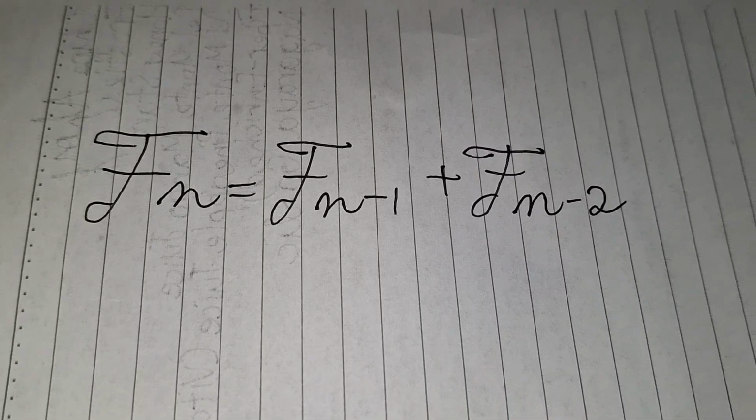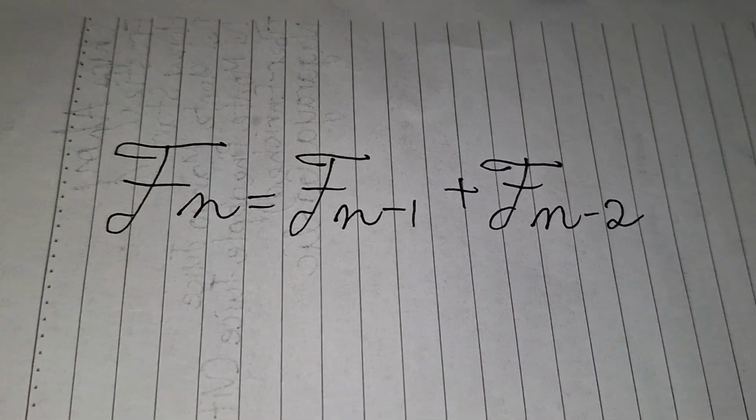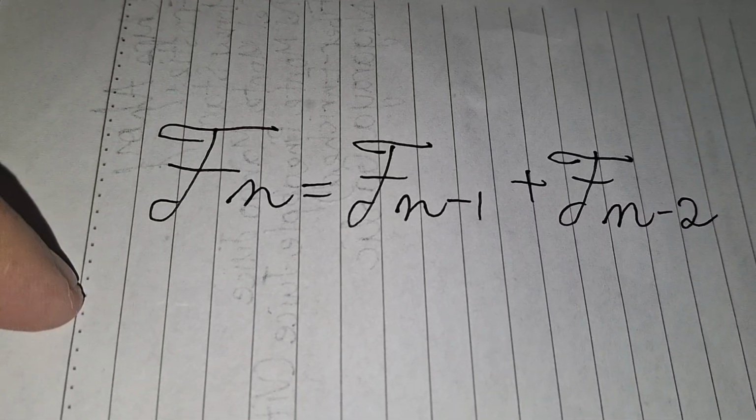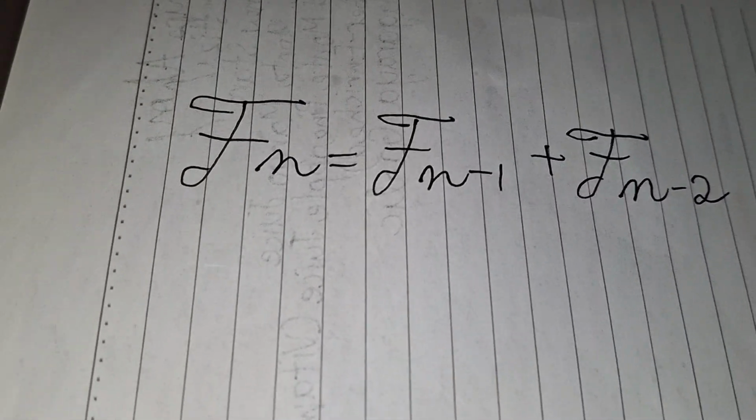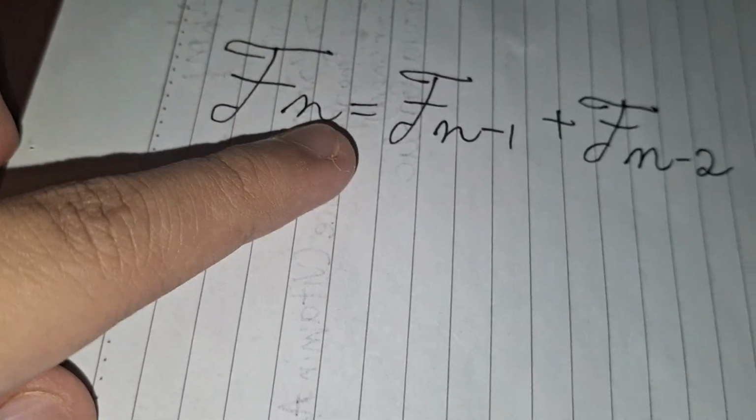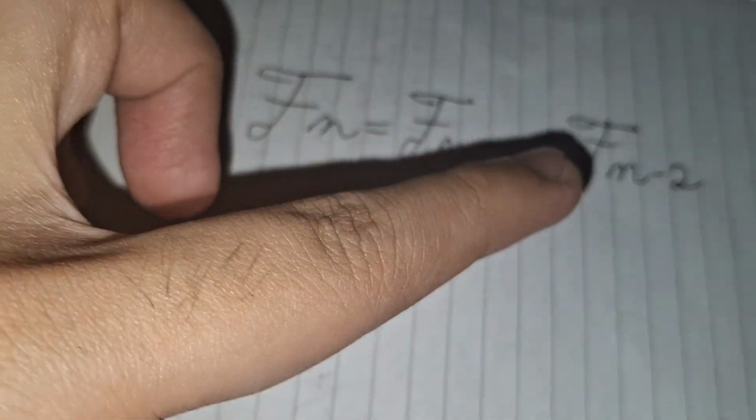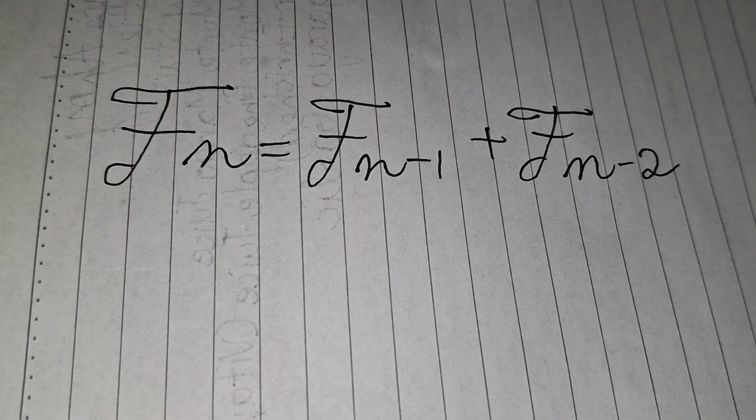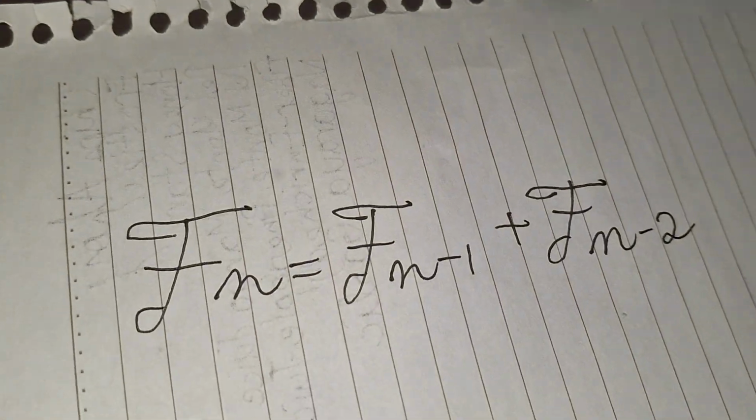Here now is the formula for the Fibonacci sequence. It is defined by the recursive relation Fn equals Fn minus 1 plus Fn minus 2. It starts with 0 and 1 and sometimes 1 and 1.